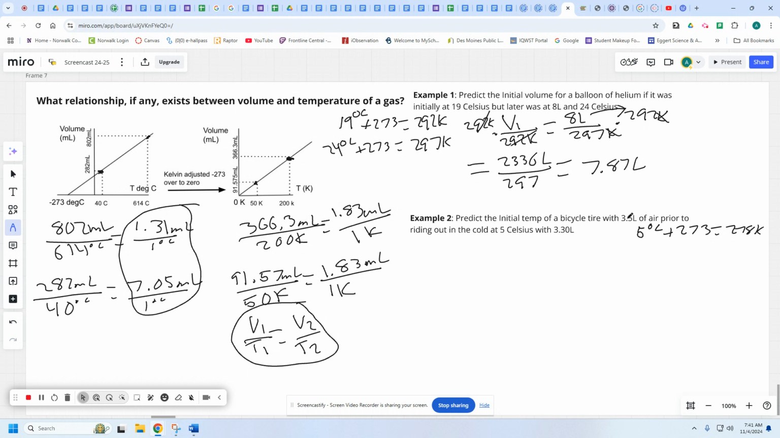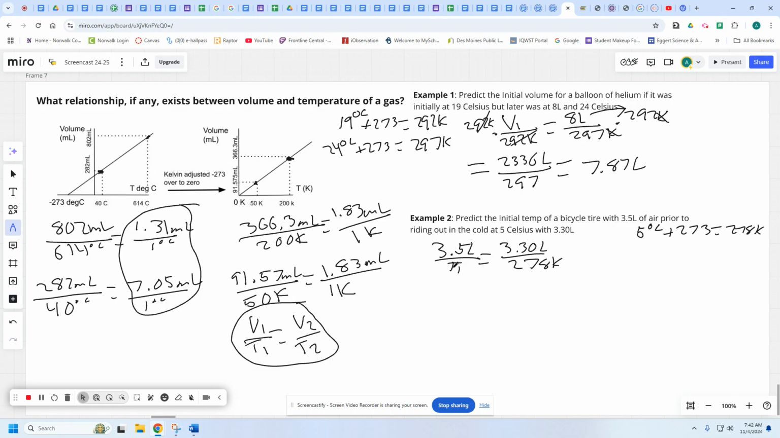Alright, so now I have the initial volume of the tire, the estimated final volume of the tire, and the estimated final temperature outside when riding the bike. So for V1, I'm going to put in 3.5 liters. I don't know temperature initial, so that's my variable I'm going to try to isolate. And then in the final state, I've got 3.30 liters at 278 degrees Kelvin.